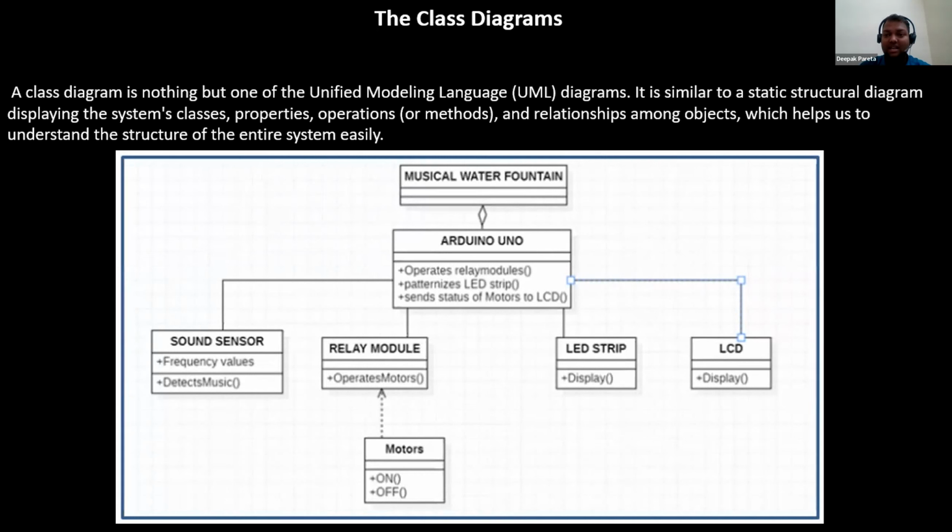The relay module was the basic connection between the Arduino chip and the submersible motors, because the Arduino chip works on 5 volts, and the submersible motors worked on much higher voltages, between 12 to 15 volts. If we connected both of them directly, it would damage the Arduino chip. So we used the relay modules as the connection between both. The Arduino chip controlled the relay module, which in turn controlled the submersible motors. Then we had the LED strip, whose basic work is to display data, and then we had the LCD display.